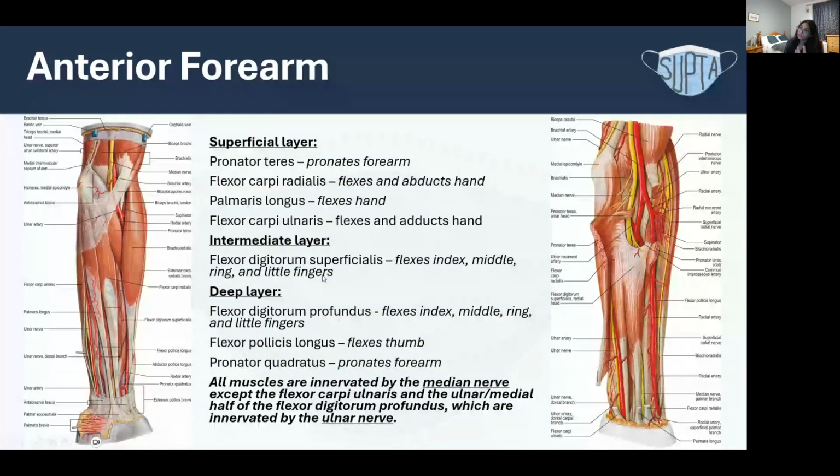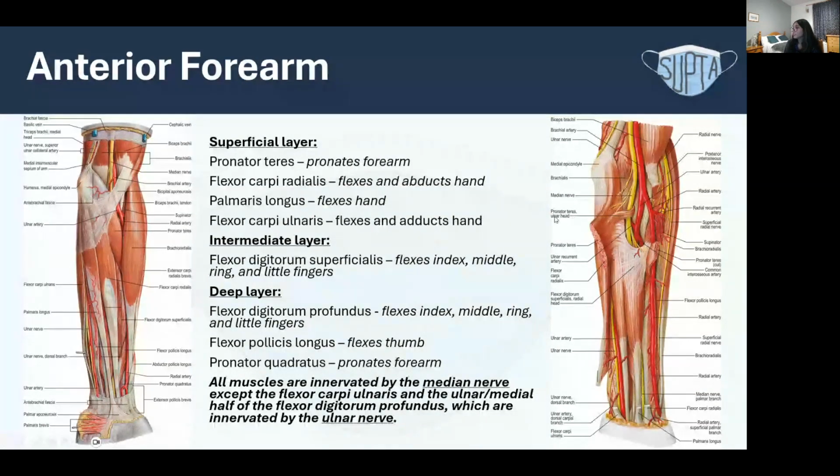Now, when we're talking about digitorum, when we club the fingers together, a lot of the times the thumb is not included. The thumb is usually an odd one out. We have special muscles for the thumb. They're called the pollicis. So it will usually have the word pollicis, and pollicis is essentially thumb. So we have flexor digitorum superficialis, which flexes your index, middle, ring, and little fingers, essentially all your fingers except your thumb. Now in our deep layer, we have our flexor digitorum profundus, which flexes the index, middle, ring, and little fingers. We have our flexor pollicis longus, which flexes your thumb. See, pollicis, thumb. Pronator quadratus, again, pronates the forearm.